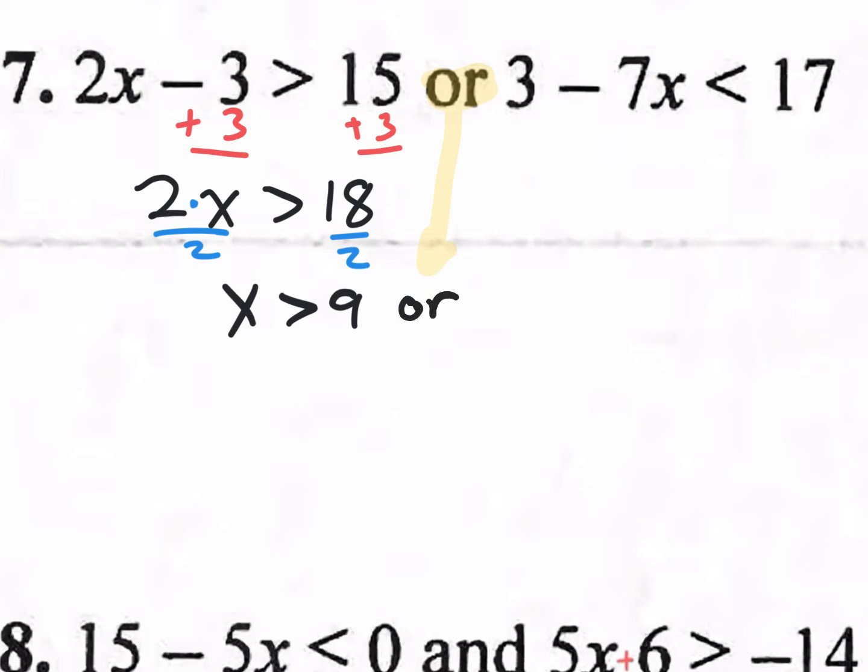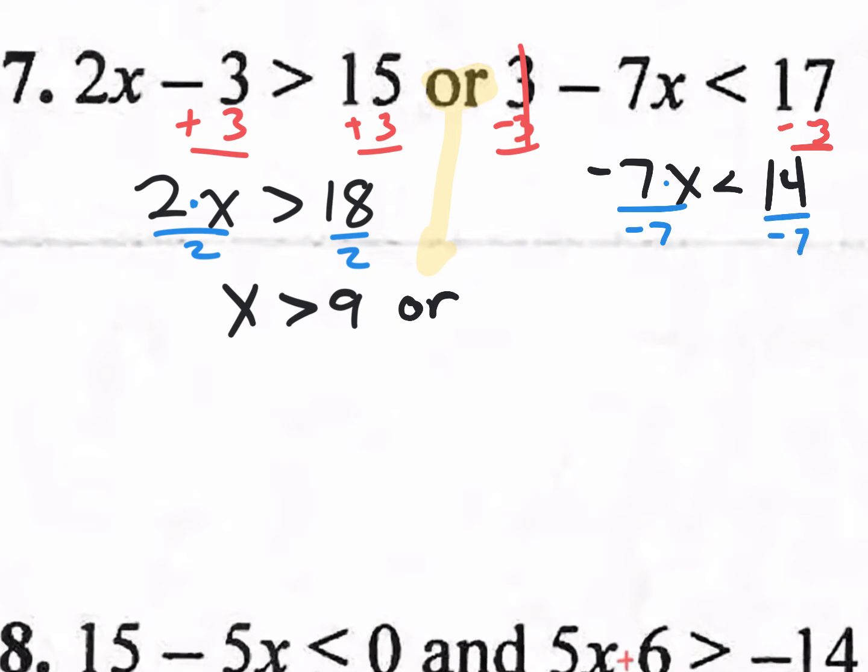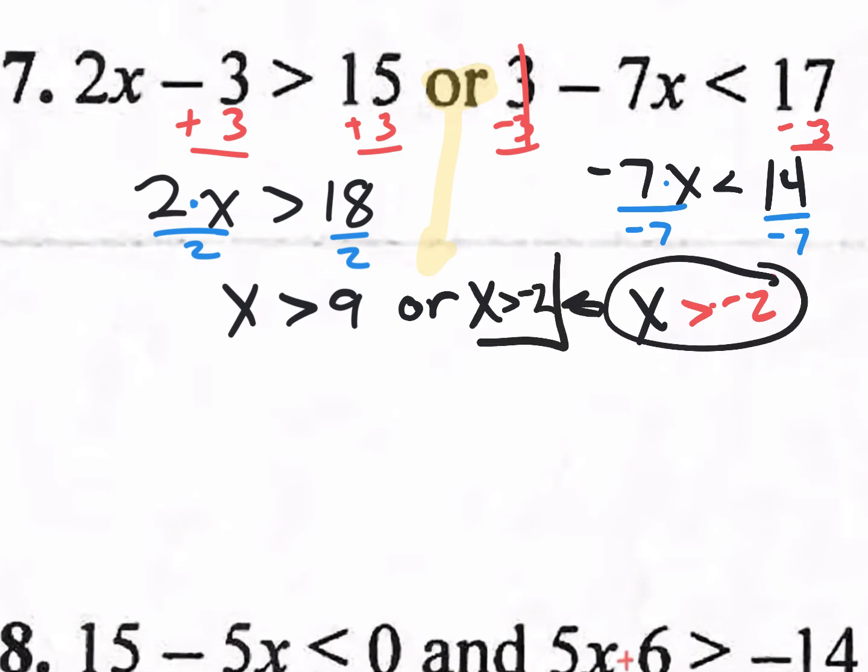Okay, now let's solve the other one. Subtract 3. Subtract 3, we end up with negative 7x is less than 14. Final step would be to divide by negative 7, divide by negative 7. We are dealing with inequalities. We are dividing by a negative on our last step, which means that our answer will be the inequality flipped to a greater than. So I should write this answer over there. X is greater than negative 2. So here's our answer so far. X is greater than 9 or x is greater than negative 2.